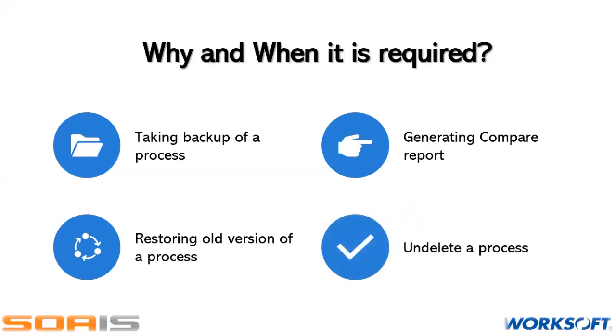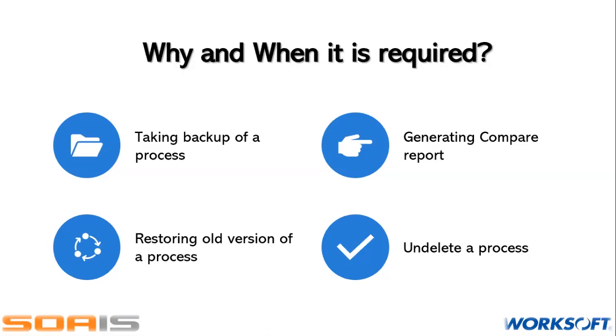Next point is undeleting a process. Undeleted process means that by mistake you deleted a process, or the client said this process is not required right now, so you deleted that process. We just right click on that process and delete it. Whenever we delete a process, it is removed from the system. After some days, the client says no, this process is required, I need that old process. Then you have already deleted that process. What will you do? We have to create that process again.